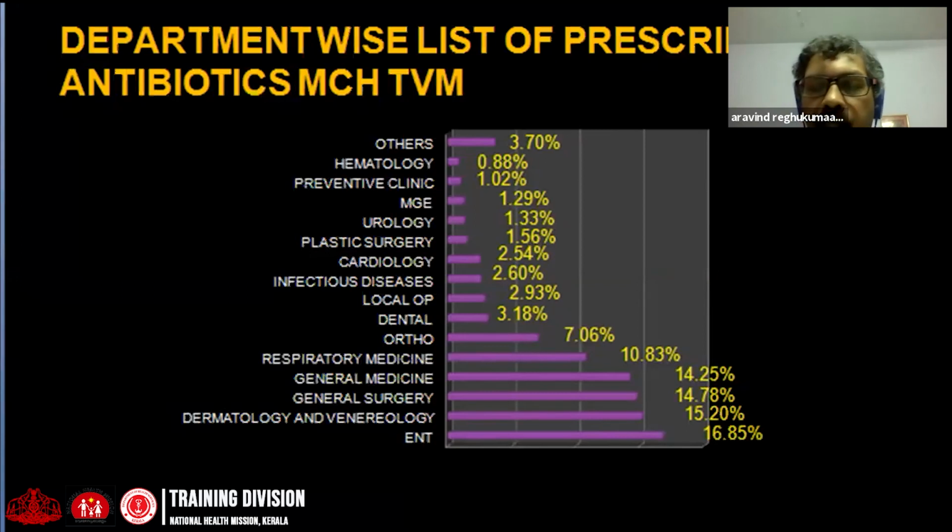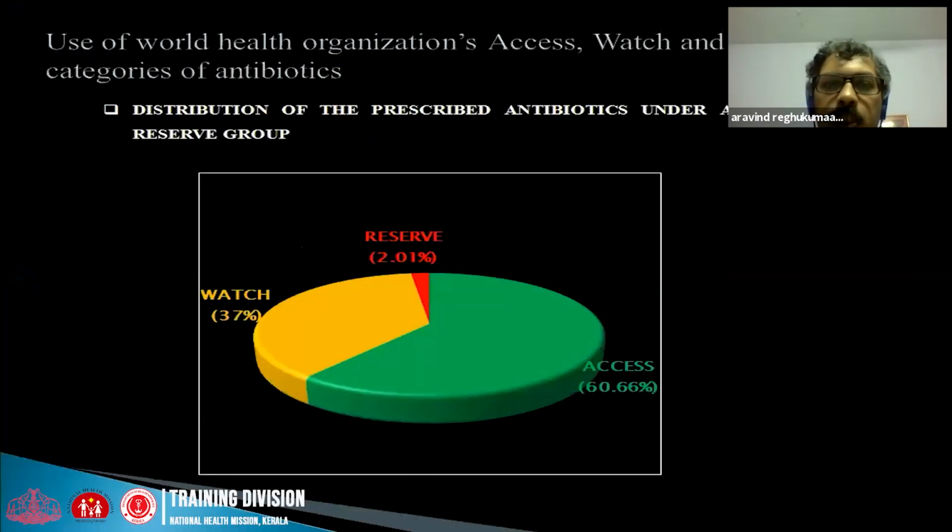So when you are planning an antimicrobial stewardship plan in the OPD, you need to know the departments where antibiotics are maximally getting prescribed. It need not be in medicine, pediatrics, or surgery. You need to look at the other departments like dermatology, ENT, etc.